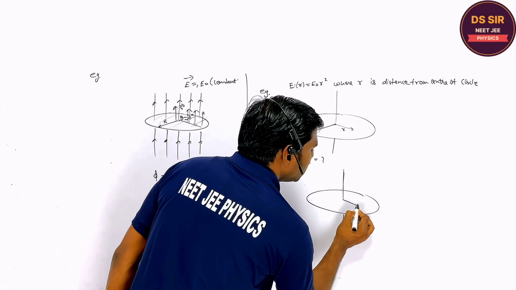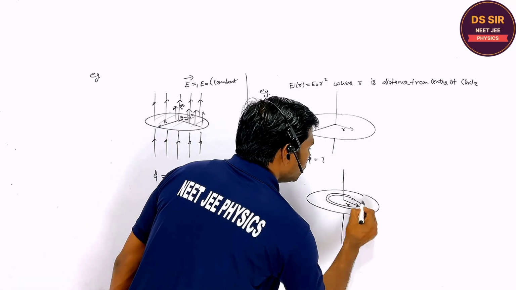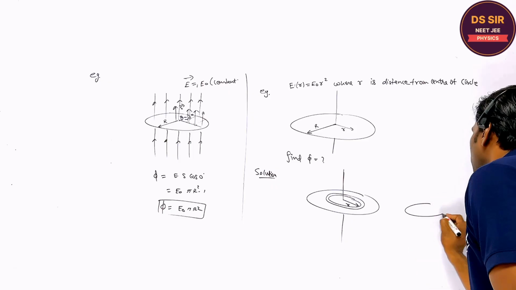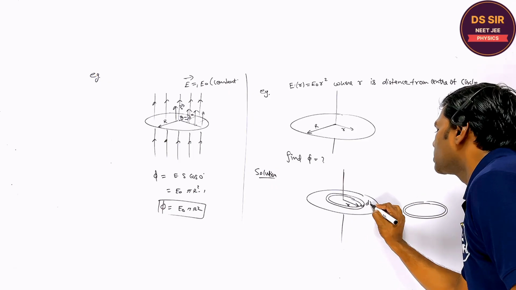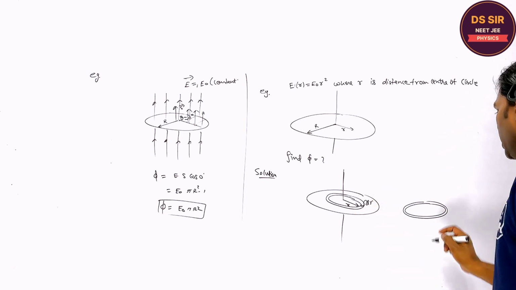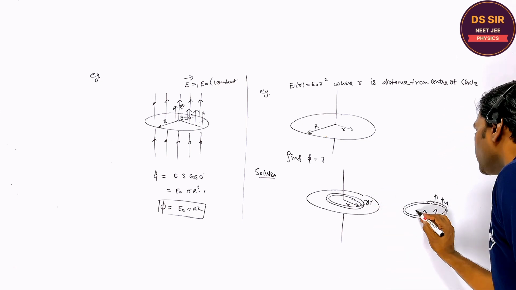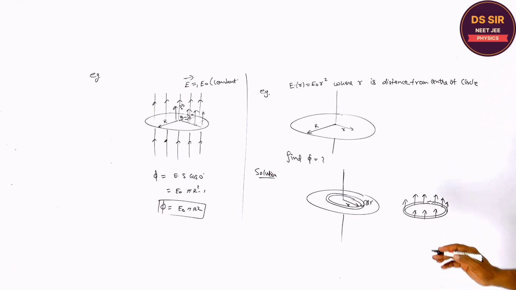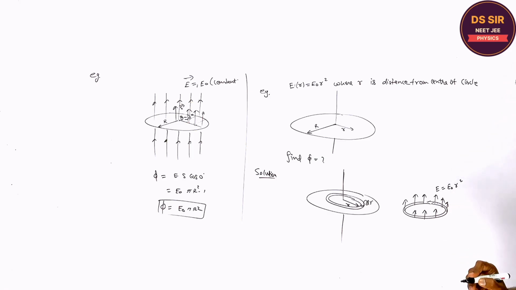So what will you consider? You will consider a distance r, an elemental ring. This is the elemental ring. The width of this ring is, say, dr, and the electric field is coming out from this ring. Is it clear or not? So the electric field is, say, E naught into r square.